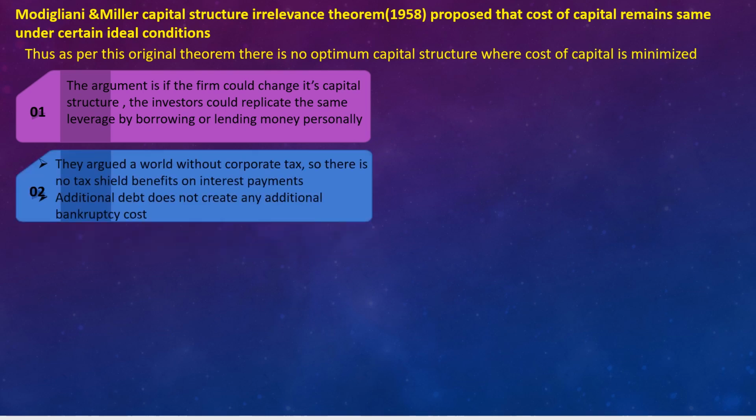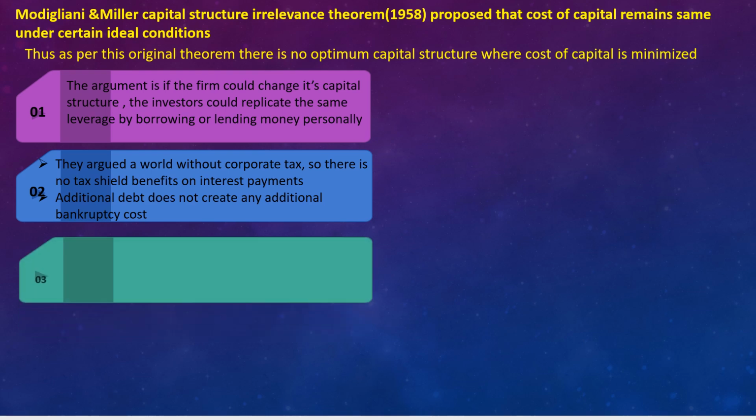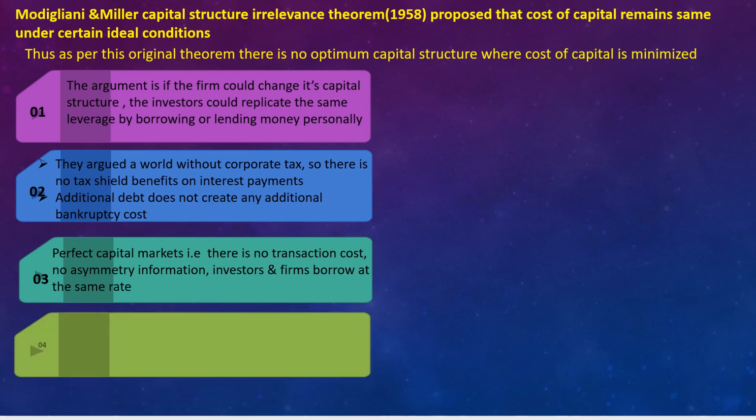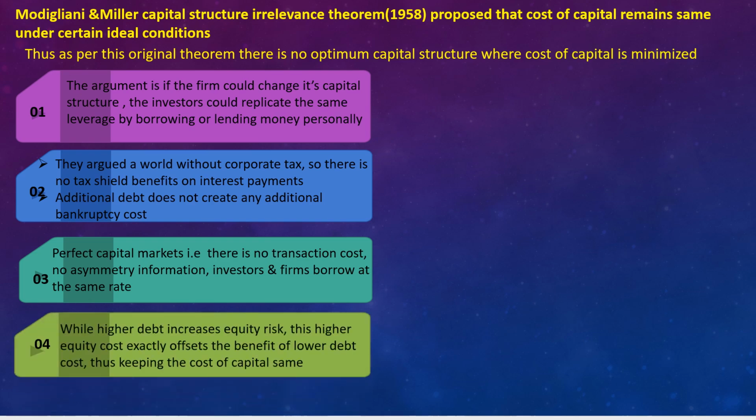They argued a world without corporate tax, so there are no tax shield benefits on interest payments. Additional debt does not create any additional bankruptcy cost. Perfect capital market, that is, there is no transaction cost and no asymmetric information. Investors and firms borrow at the same rate. While higher debt increases equity risk, this higher equity cost exactly offsets the benefits of lower debt cost, thus keeping the cost of capital the same.